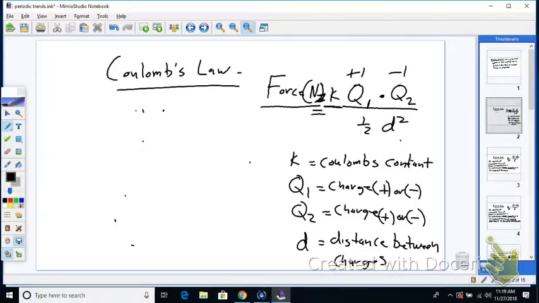Okay? If the distance between two particles here, +1, -1, we cut the distance in half, what happens to the force of attraction? Does it increase? How many think it increases? Raise your hand. Gravity works this way. How many think it decreases? How many think it remains the same? Those who raised their hand, it does increase.